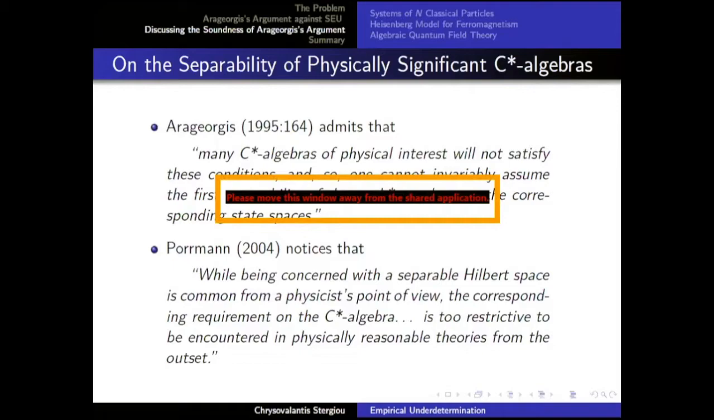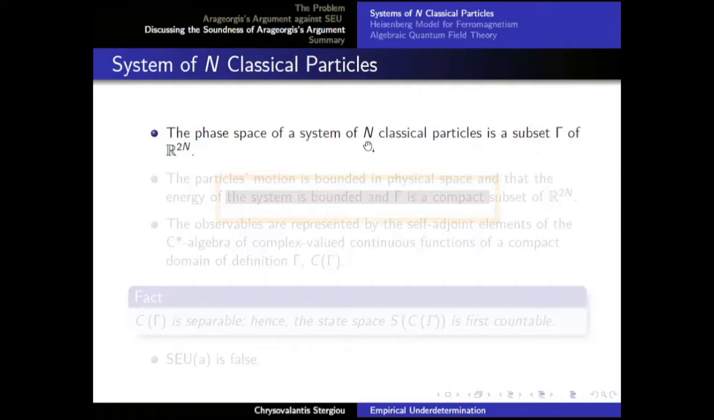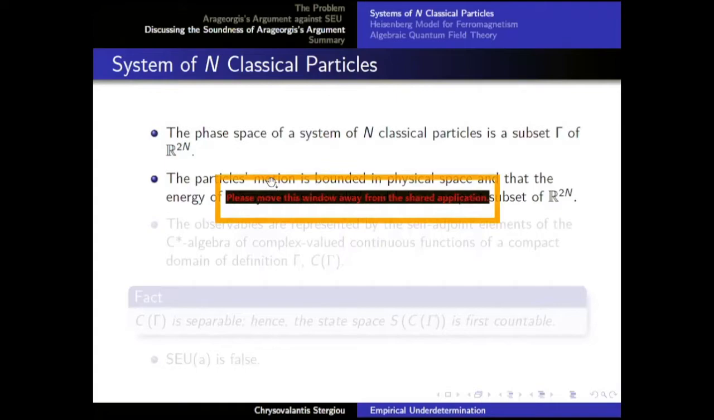The first case that I discuss in the paper has to do with systems of n classical particles. The phase space of the n classical particles is a subset of R^2n, and the particles' motion is assumed bounded in physical space to make things easier. And the energy also is bounded. So the subset Γ of R^2n is a compact subset. So the phase space is compact.